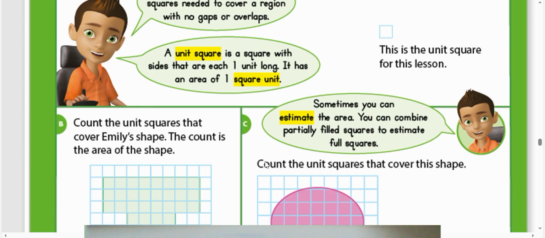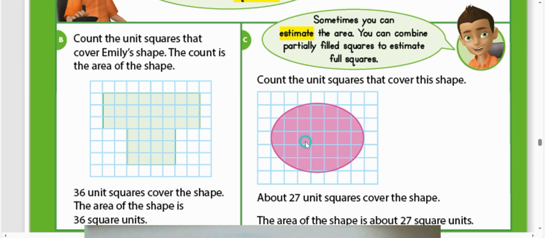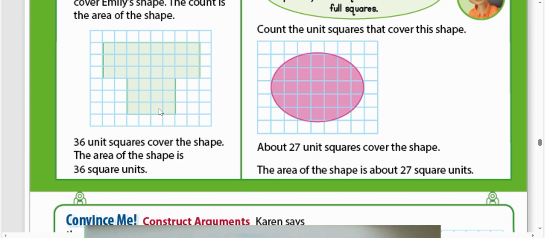Sometimes you can estimate the area. You can combine partially filled squares to estimate. Like this, we can estimate the area here: count the squares, and count the partially covered ones together to find the answer. And here we can count all units to find the area. We have 36 squares here. Then the area of this shape will be 36 unit squares covering the shape.